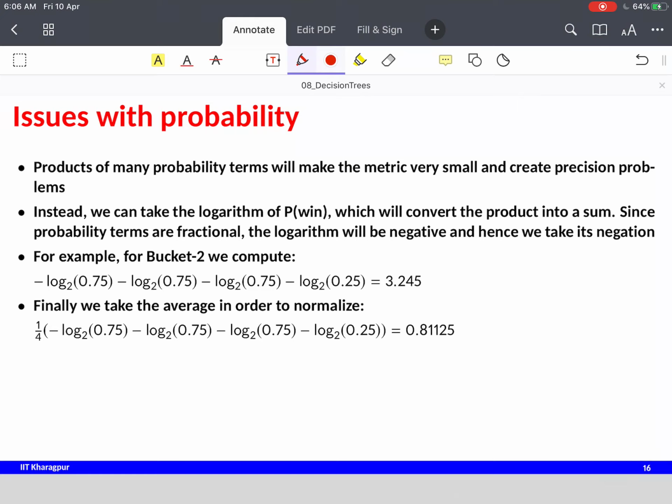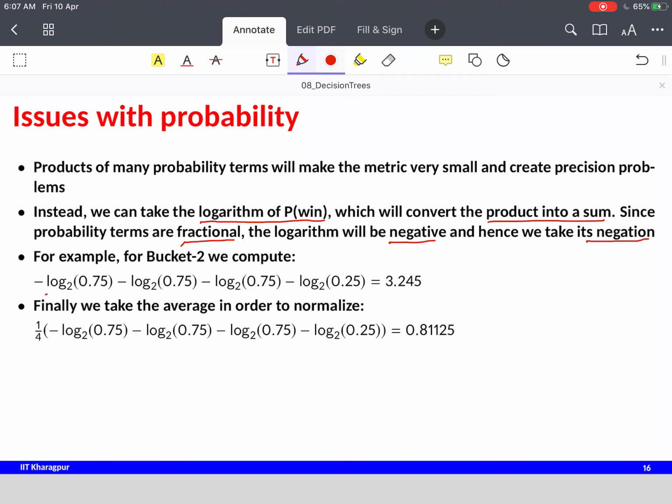So if I need to multiply 100 of those, the value will be close to 0. So in order to overcome that issue, we would like to have a different measure. Products of many probability terms will make the metric very small and create precision problems. So instead of having the probability as it is, we can consider the logarithm of the probability, which will convert the product into a sum. Since the probability terms are fractional, the logarithm will be negative, and so we can take a negation of the actual value.